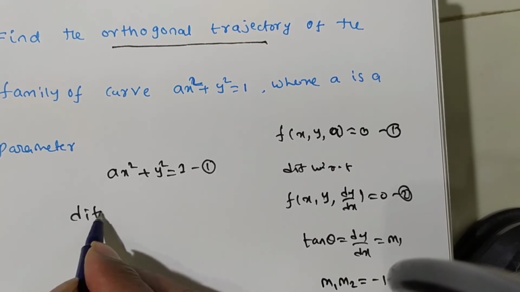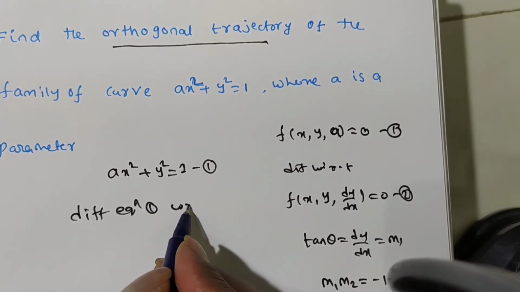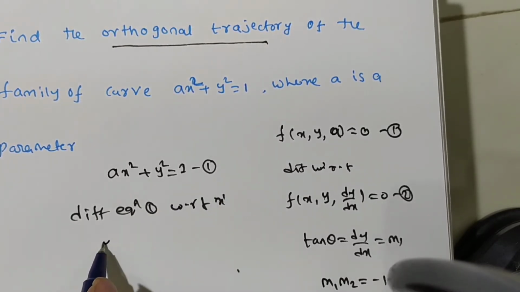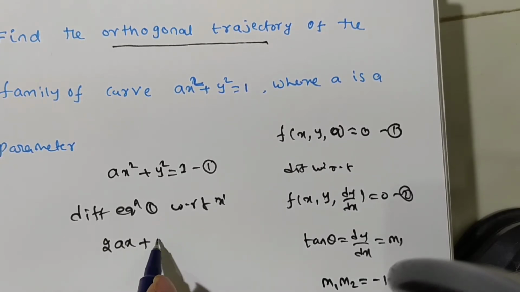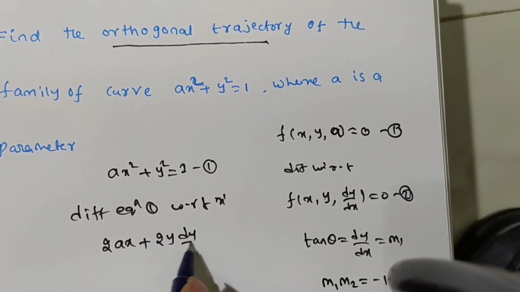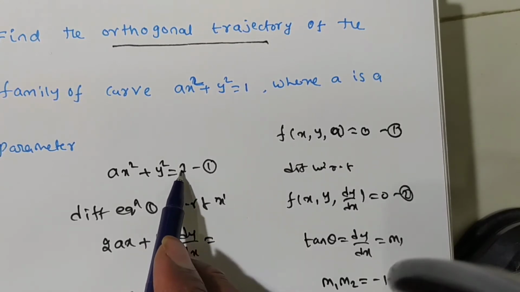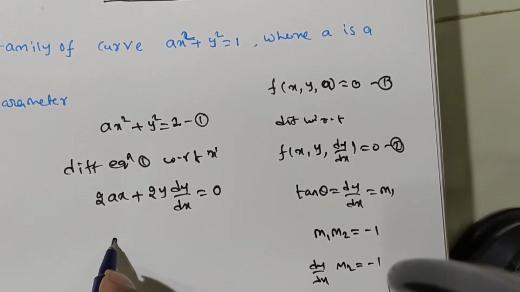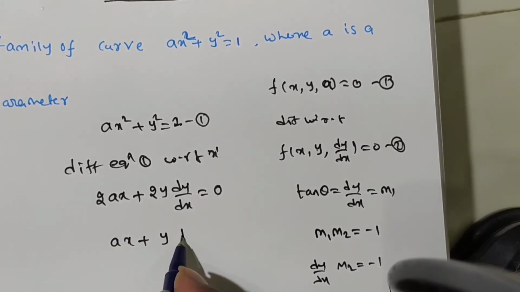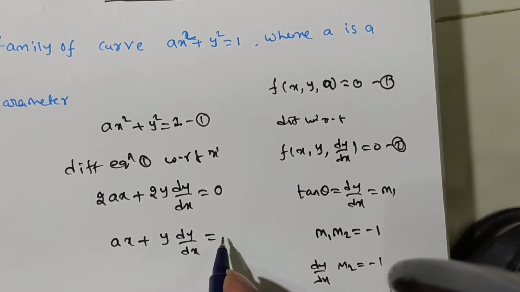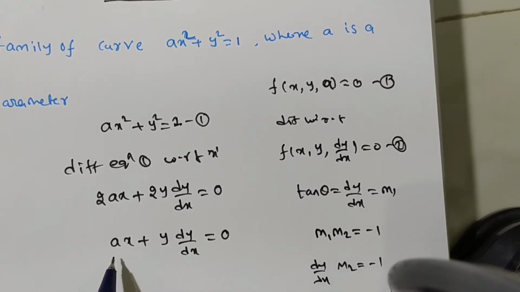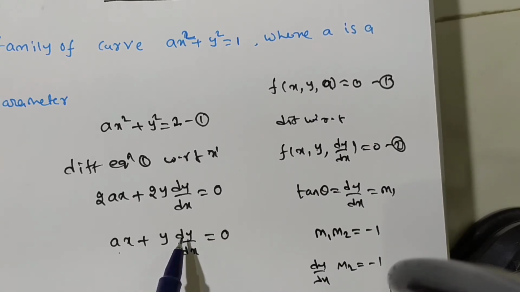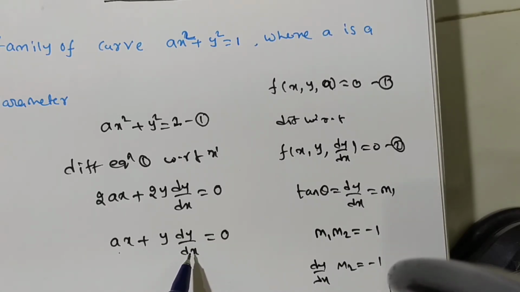Now differentiate equation 1 with respect to x. Then you will have 2ax + 2y dy/dx = 0, since the derivative of the constant on the right side is 0. Simplifying, you will have ax + y dy/dx = 0. Here you have to eliminate the value of a, then only you will get the differential equation. This is not yet a differential equation.